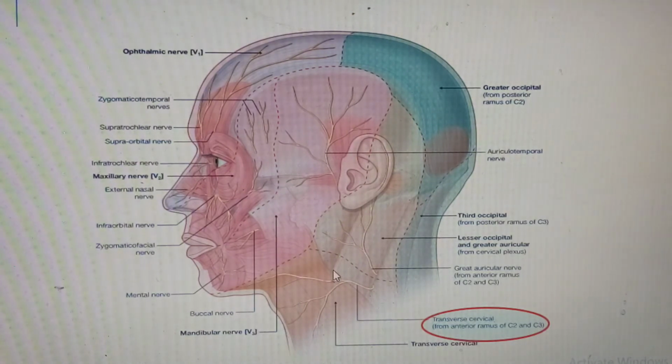Therefore, this is the only cutaneous nerve which we know is going to be in the posterior triangle of the neck, but it will come all the way even to the level of the anterior triangle of the neck. Therefore, whenever you want to do anything with this sternocleidomastoid muscle, care must be taken. If you are looking at it from an anterior aspect, it can be injured at any of these points.